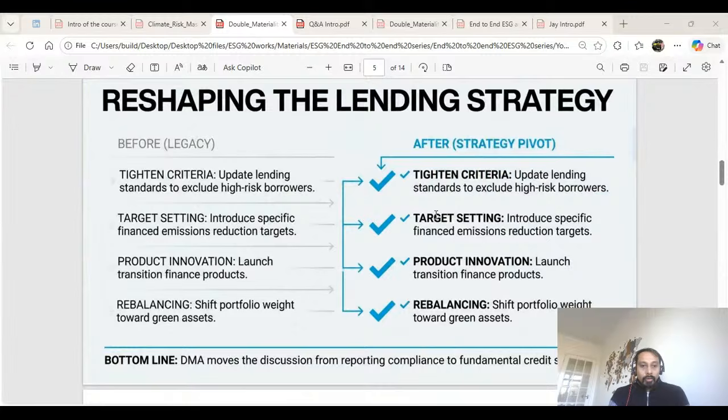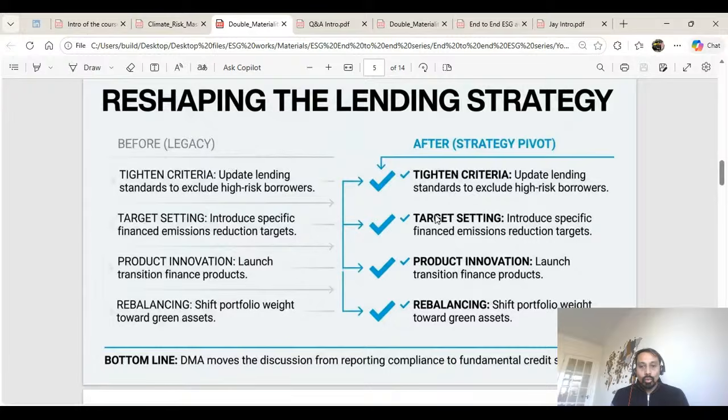Then they have to reshape the lending strategy, and work out how they can do all of that. So this impact score helps to scale the scope and likelihood, and for that they have to do the materiality assessment. Before that, they have the tightening criteria: update lending standards to exclude high-risk borrowers, target setting, product innovations, and rebalancing. They have to do all of this for the lending strategy.